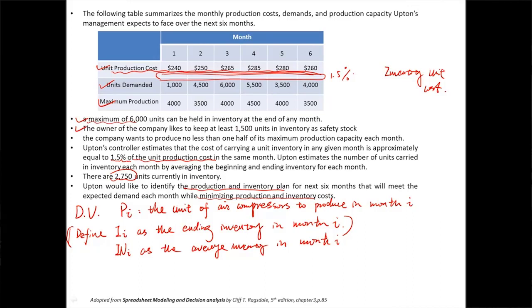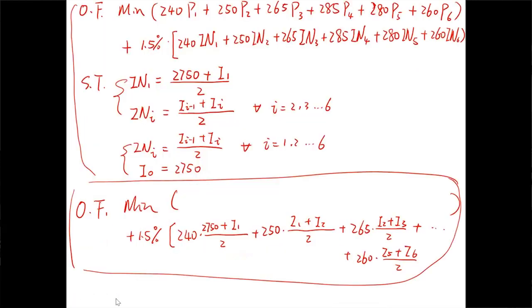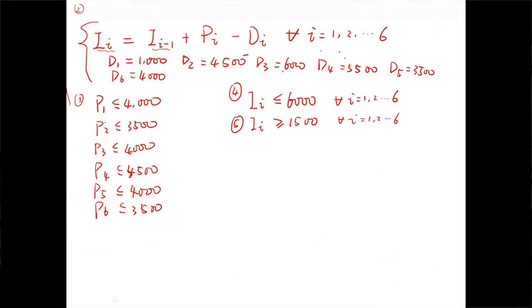Next constraint here, 1,500. The company wants to produce no less than half of its maximum production capacity each month. Just now we took care of this constraint, that you don't produce more than these ones. And here they want to produce no less than half of those ones. So that means for all the P's, we have another side to write. That's half of. So all of these ones, I'm just going to add on this side.